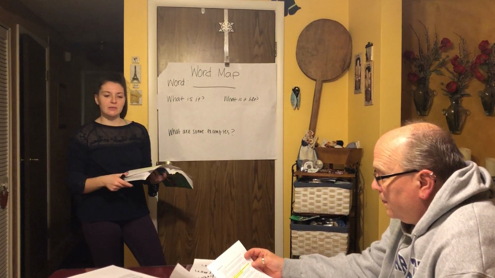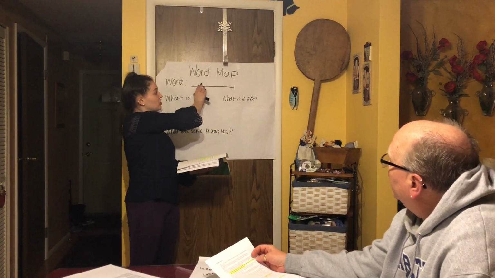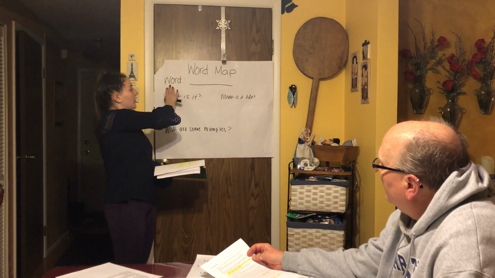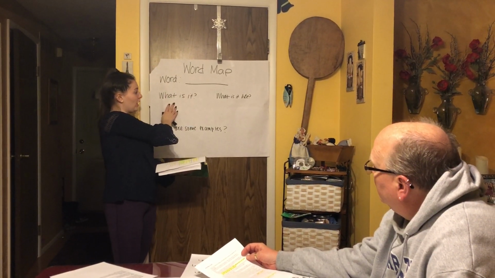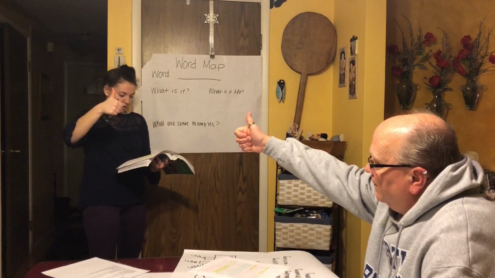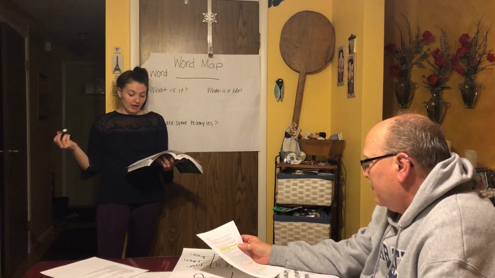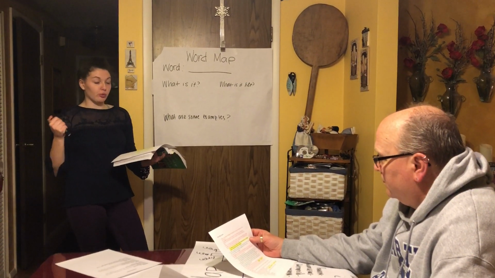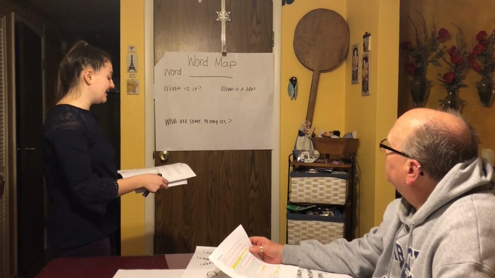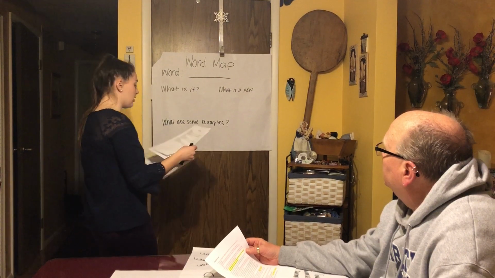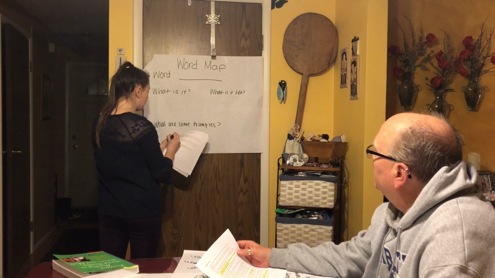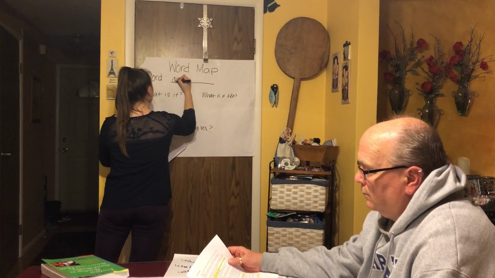So everyone should have a piece of paper in front of them that should look just like this. It should say word map on the top, and it should have the word, it should have what is it like, and what are some examples. Thumbs up if everyone has that. Great. So to better comprehend the reading, we need to understand our three vocab words. So let's try the first one together. The first word is agriculture. So I'm going to put my book down. On your paper, you're going to write the word agriculture.